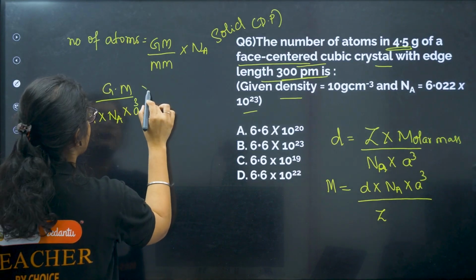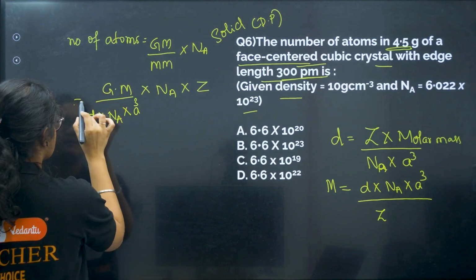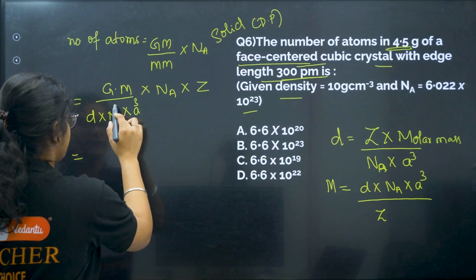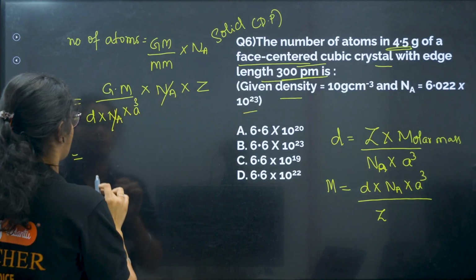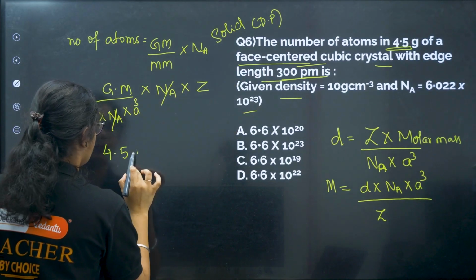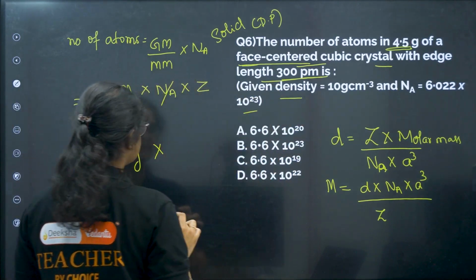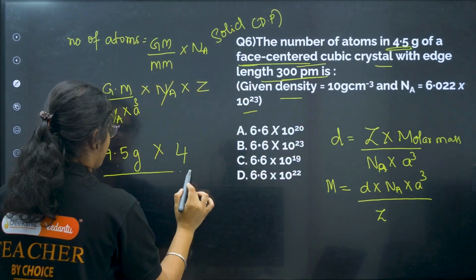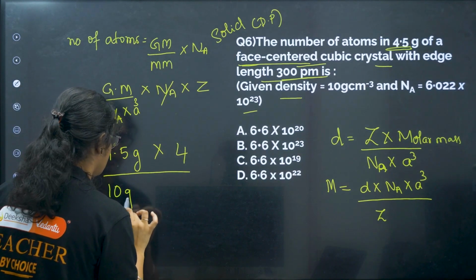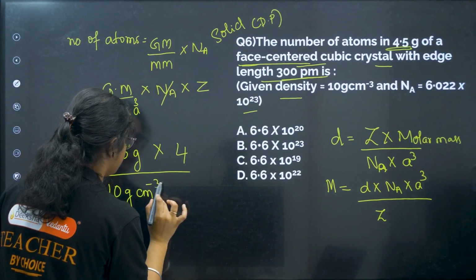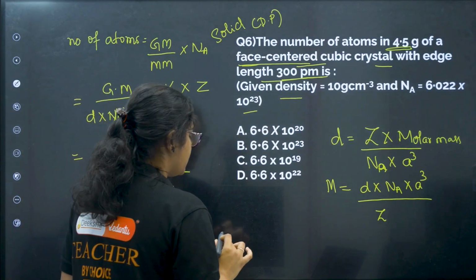Okay, then you have Na into Z. Now let us substitute the values here. So Na, that is Avogadro's number, will be cancelled. Given mass is how much? 4.5 gram. Then you have Z. For face centered, Z is equal to 4, and then density is given how much? 10 gram per centimeter cube. And then you have A cube. A cube is 300 picometer.